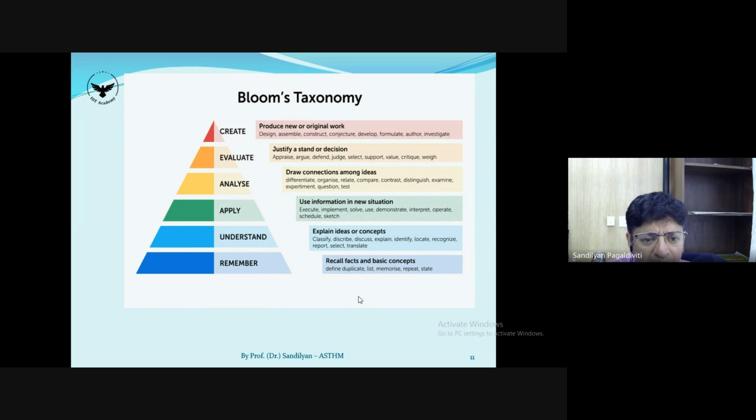Above this level is the next one, that is understanding. Students are able to understand why certain things happened, what were the reasons behind it. Like when you have an acid and a base, when they react, they convert into salt and water. So why it happens, understanding the process is the next level. Applying this knowledge to real time problems is the third level.